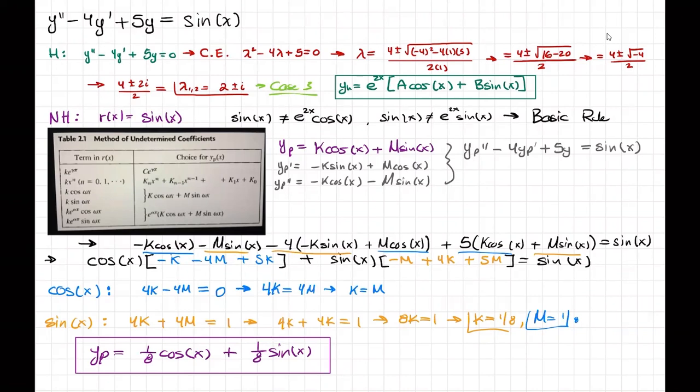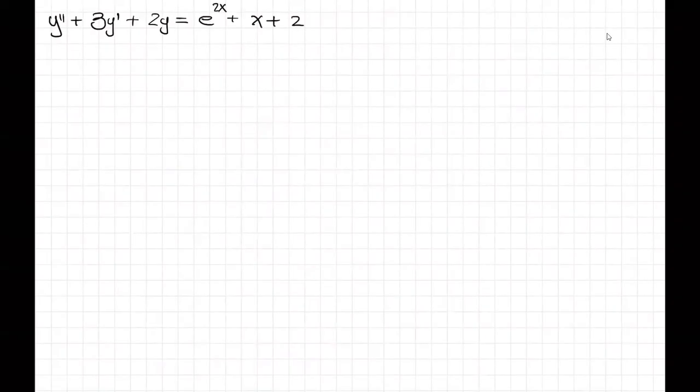And now we just combine it with our homogeneous solution, and that's both of them together. Okay, so for this problem, we have y double prime plus 3y prime plus 2y equals to e to the 2x plus x plus 2. So right away, we see that we have multiple terms on R of x. So let's just focus on the homogeneous for now, and then we'll see what we need to do regarding those multiple R of x's. So once again, for the homogeneous, we have y double prime plus 3y prime plus 2y equals to 0.